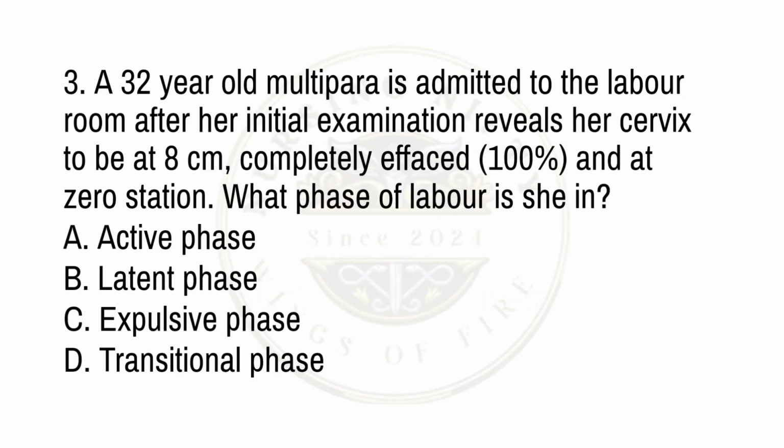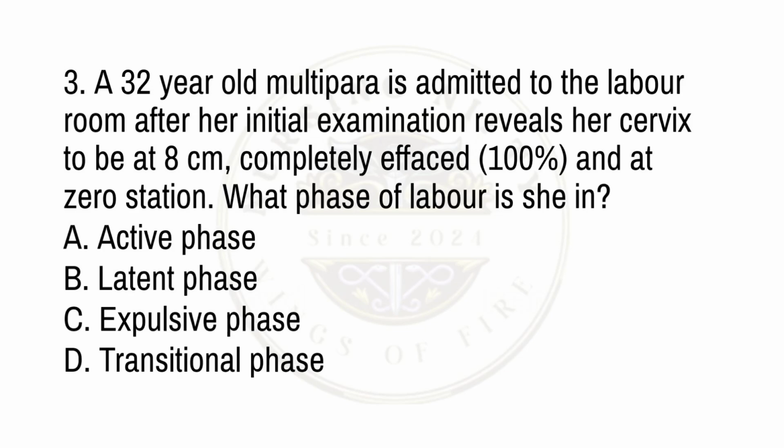Question number 3. A 32-year-old multipara is admitted to the labor room after her initial examination reveals her cervix to be at 8 cm, completely effaced, and at 0 station. What phase of labor is she in? Options. Option A. Active phase. B. Latent phase. C. Expulsive phase. And D. Transitional phase. So here the right answer is option D.